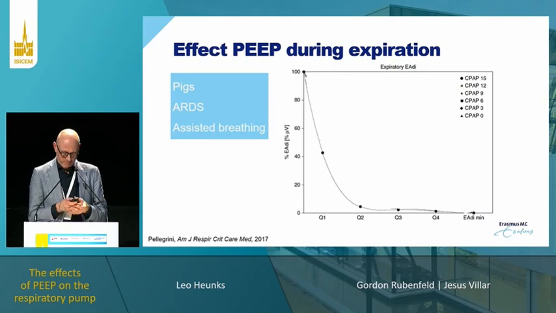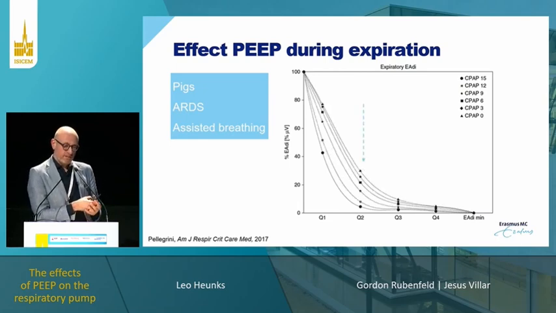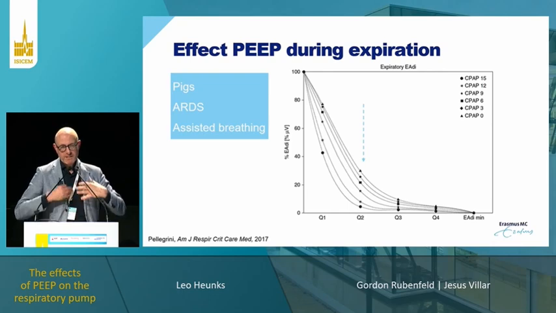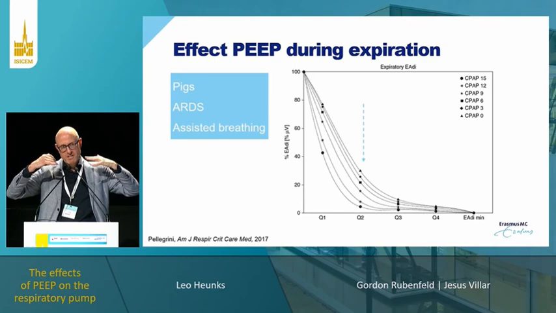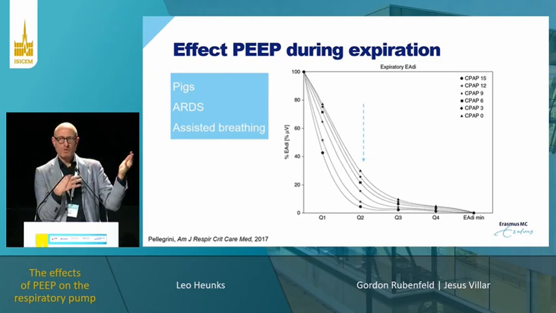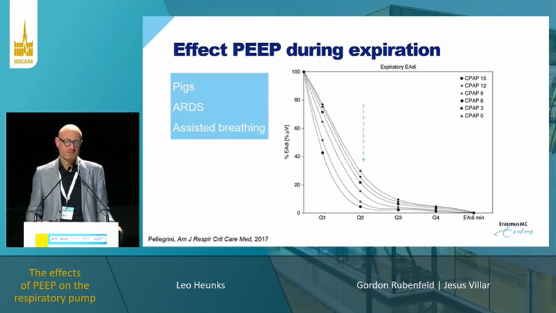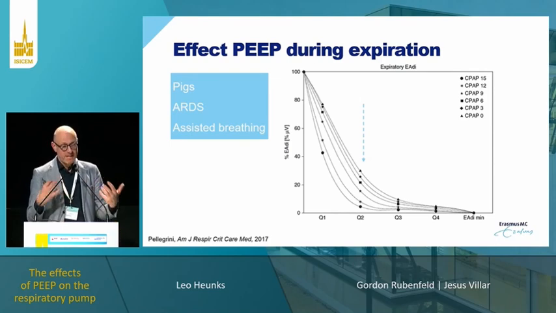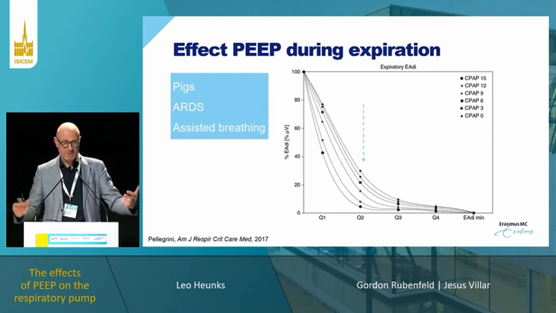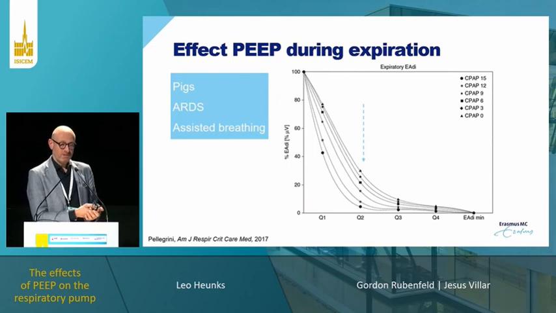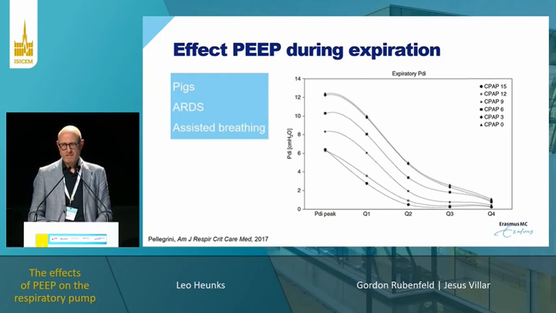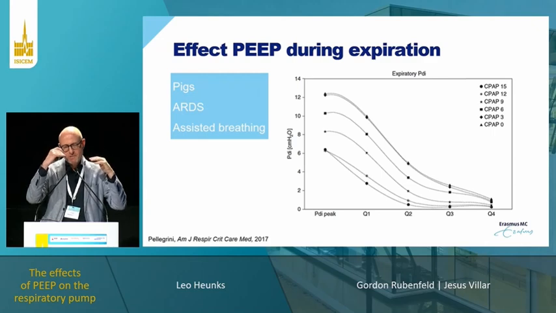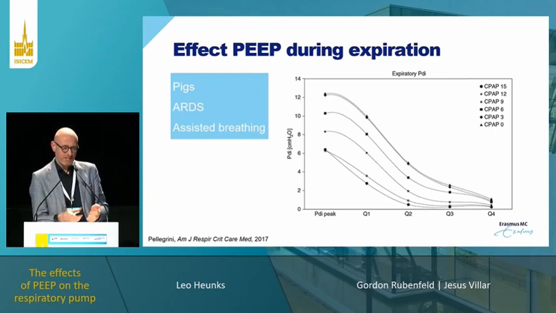diaphragm. But now if you decrease PEEP, you'll see that the electrical activity of the diaphragm in the expiratory phase increases. This is what the authors nicely showed, called breaking expiration. The diaphragm breaks expiration. And it's not only the drive, the EDI, but also the transdiaphragmatic pressure. So if you decrease PEEP, most likely the diaphragm is going to break the expiration.